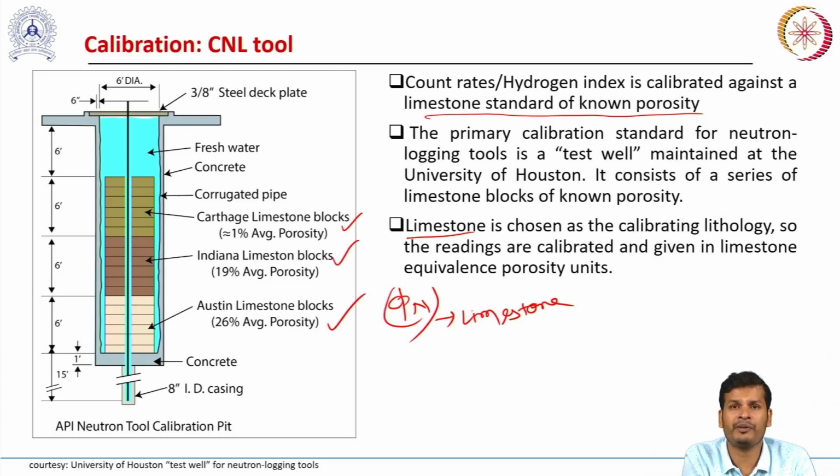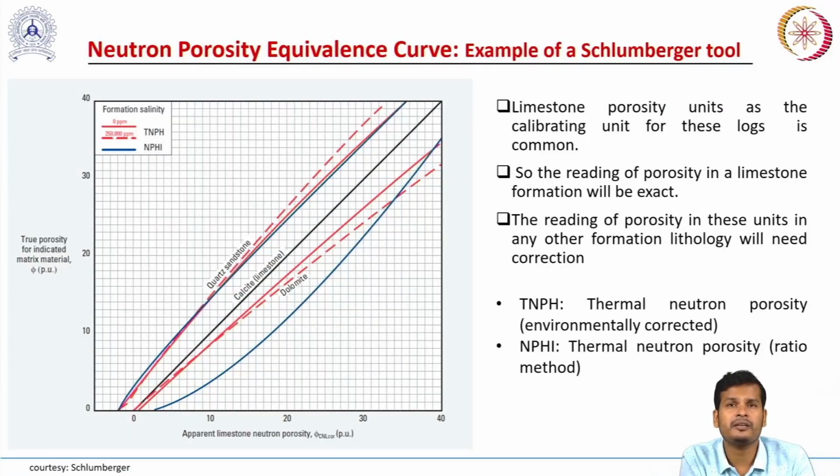In any other formation where my matrix is different, let's say it is sandstone, because the tool is not calibrated against the sandstone, my tool data when converted to porosity will not be equal to our true porosity. That's why we had to use the neutron equivalence curve in that case. So then we can use this porosity equivalence curve to get our true porosity for our true formation type.